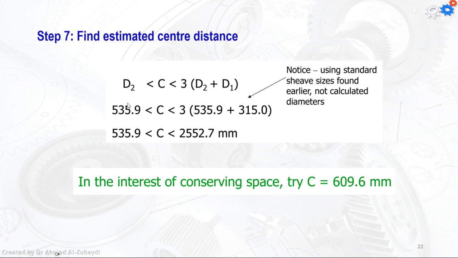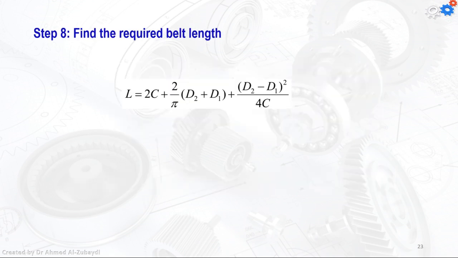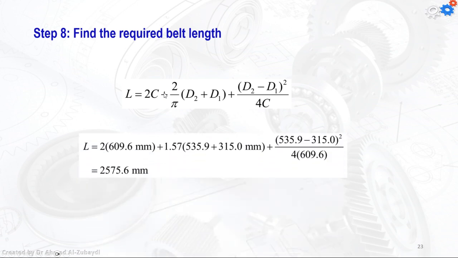Now, by knowing the C, we are able to find the required belt length. The C is known, and the diameters are known. Now we can apply this equation to find that the length of the belt is going to be equal to 2,575.6 millimeters. That's almost equal to 101.4 inches.